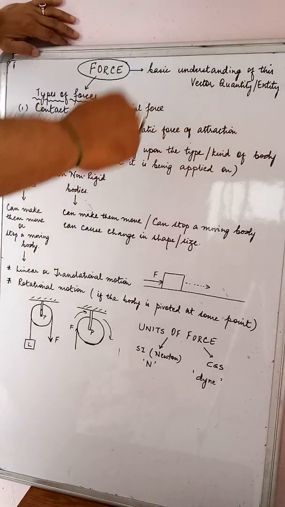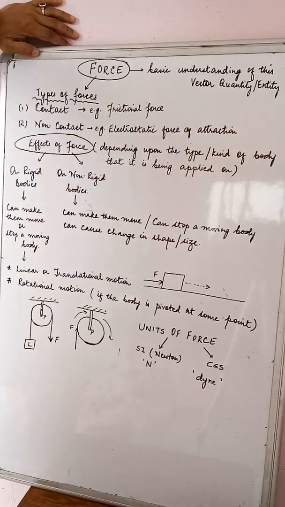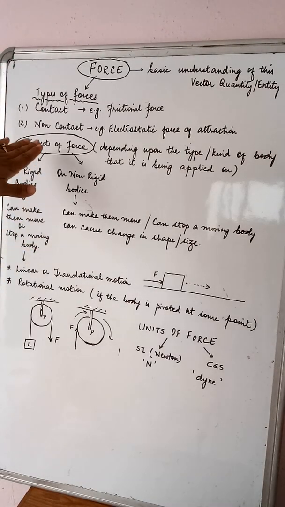The basic understanding of this quantity: force is a vector quantity. We already know it has a direction also, so it will be classified under a vector quantity. So what does force do when it is applied on a body? It can produce a number of effects. So the effects of force we'll study.